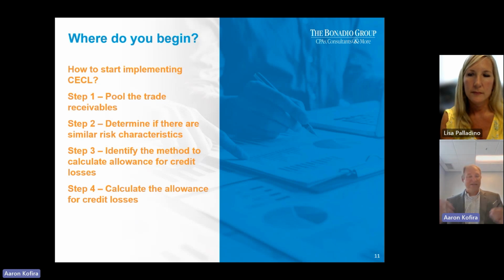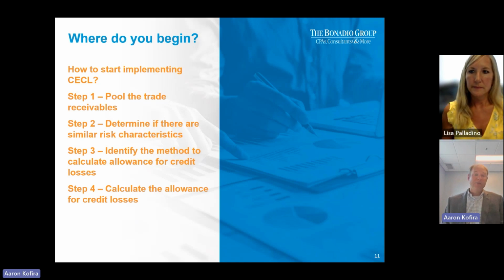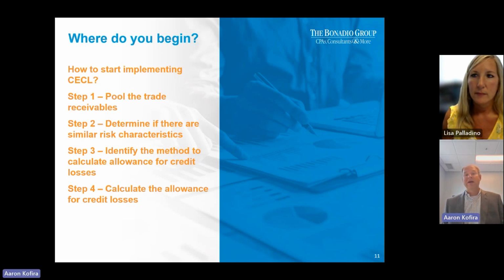You pool your trade receivables and say they're all here, and you have to do that by looking at their individual risk characteristics. When you think about risk characteristics, it can be something as simple as their credit score, or where your clients are, where your receivables are located. It can also be what type of customer they are. Lisa, we worked through an example a few months ago, and they were able to disaggregate it down to retail, commercial, and construction. Once they did that, it was relatively easy to see where the risks lay from a collectability perspective.